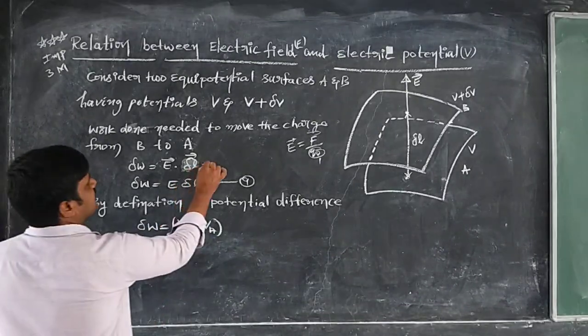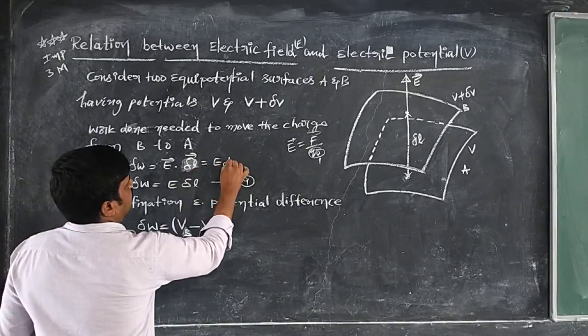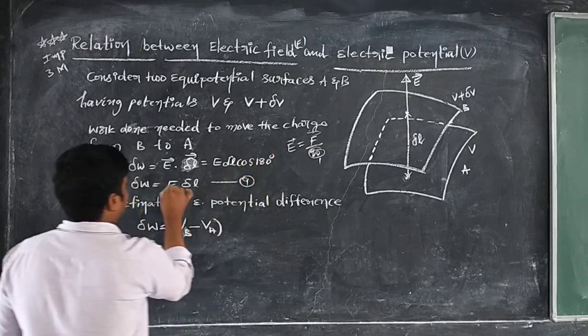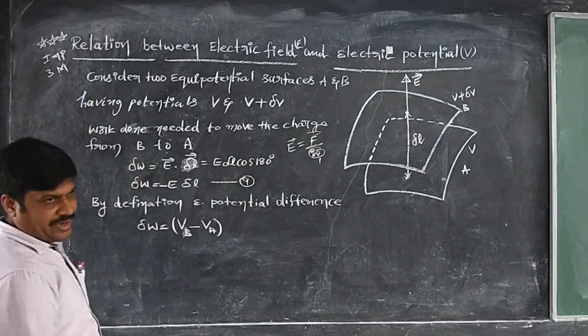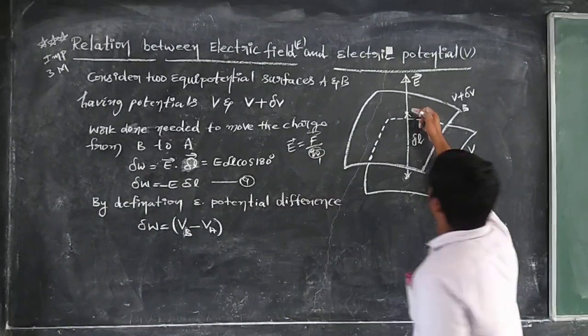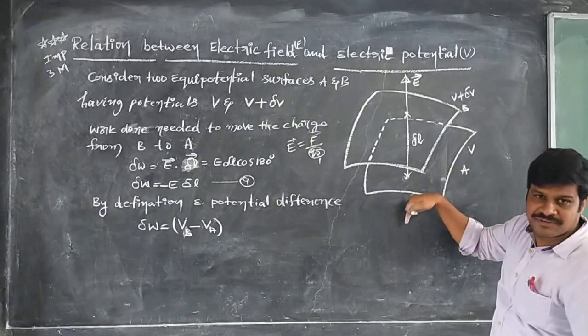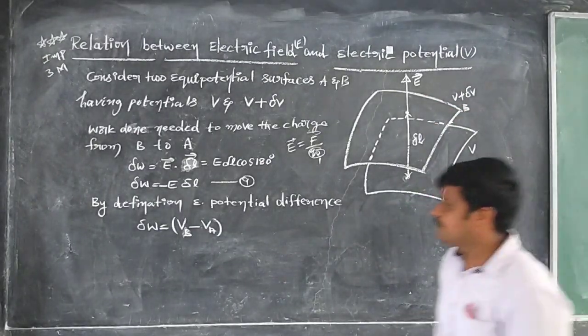Here you may also get E into delta L cos 180. Cos 180 value is minus 1. Why? Because the electric field direction is like this, but the charge is moving in the downward direction.